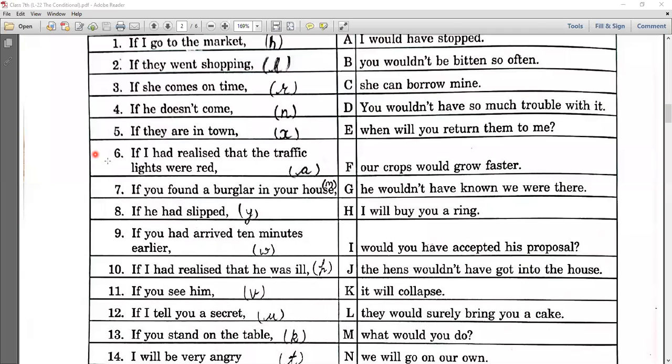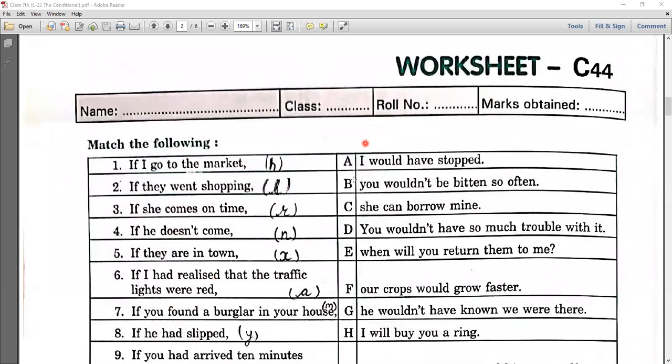Okay, everyone. Next is, if I had realized that the traffic lights were red. If I had realized is the past perfect tense because there is had and third form. So what will we apply over here? We'll apply I would have stopped. Would plus have plus verb third form in the main clause.